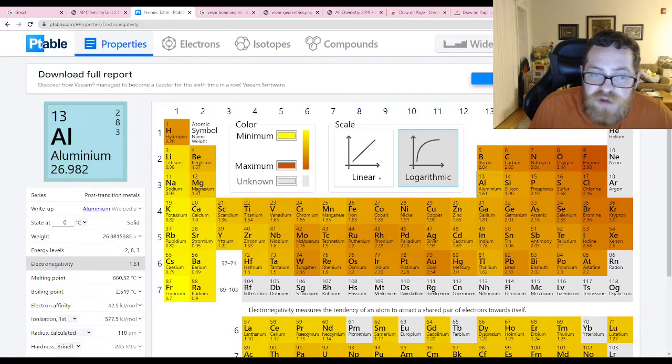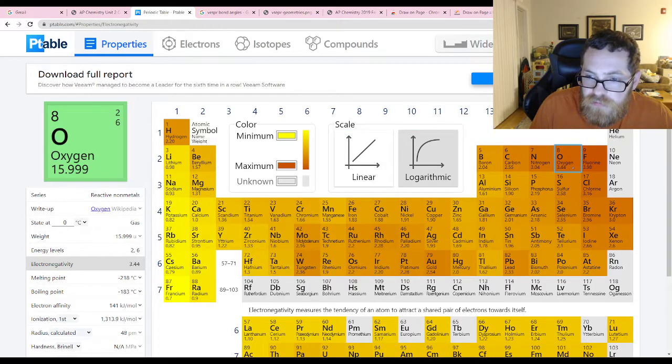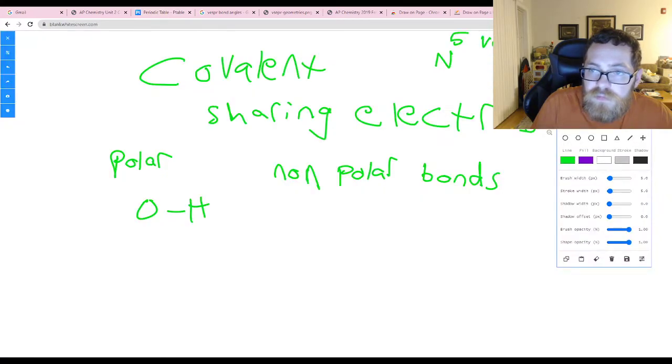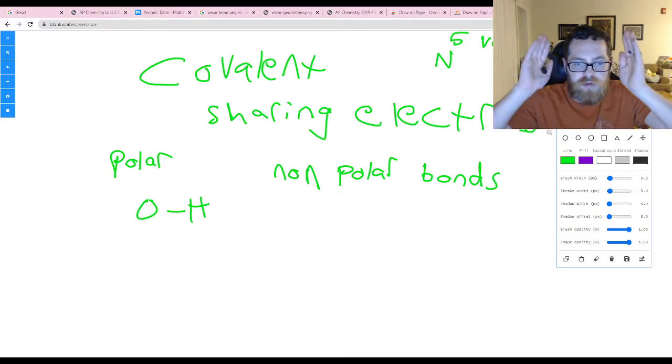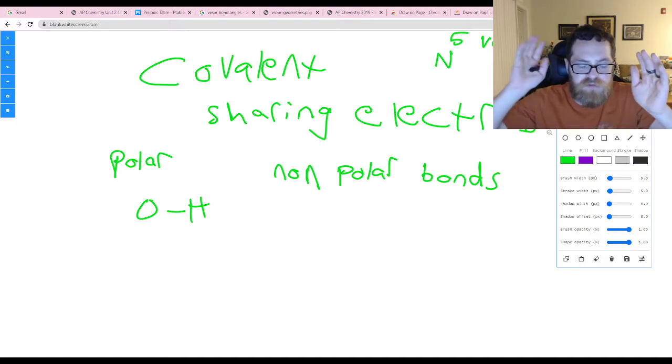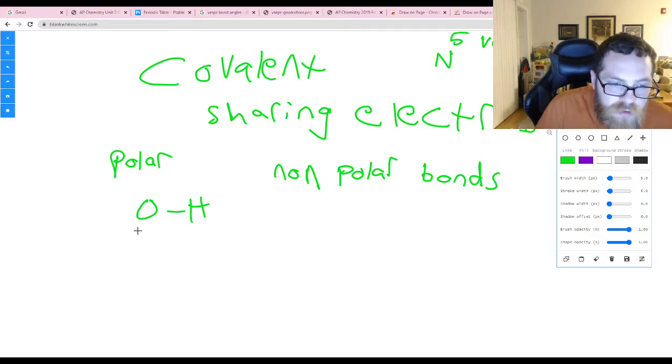So nitrogen and hydrogen, that's 0.8. Oxygen and hydrogen, that's 1.2. This is a polar bond. So, we can look at this and say, okay, this is polar. What does polar mean? Polar means we have a dipole. A dipole is where you have two poles with charges, and there's a difference in the strength of one of them. So the poles are each atom.